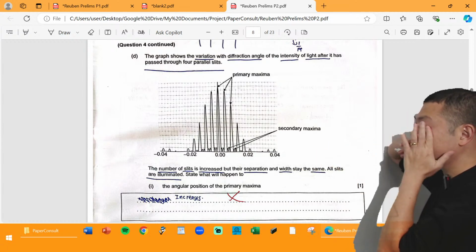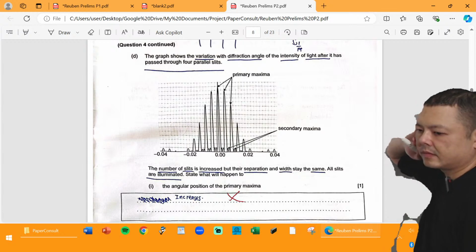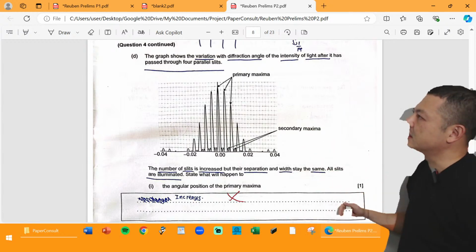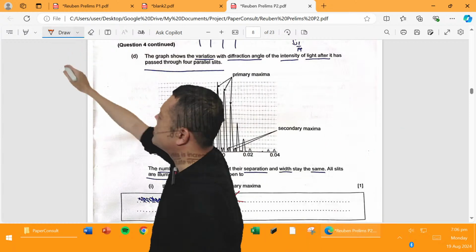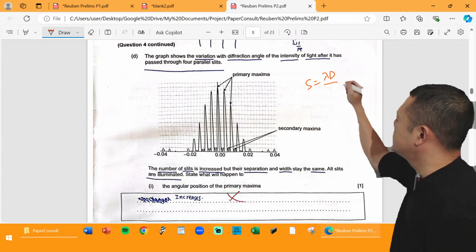Number of slits increase, right? The angular position doesn't change. It still stays in the same position. Why does it stay in the same position? Because S equals what? Lambda D over D, right?